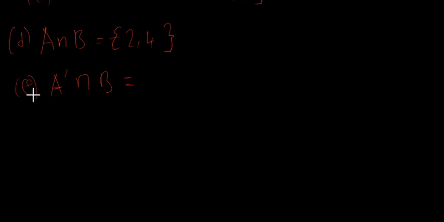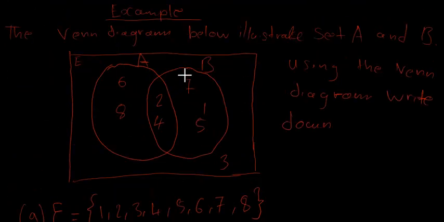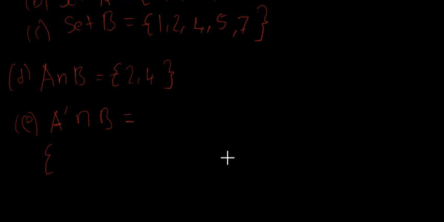Right, we move on to E. It says A complement intersection B. So how can we answer this particular question? First of all, we need to know the elements which are not in A. So we write down elements which are not in A. These include 7, 1, 5, 3. So we have 1, 3, 5, and 7.